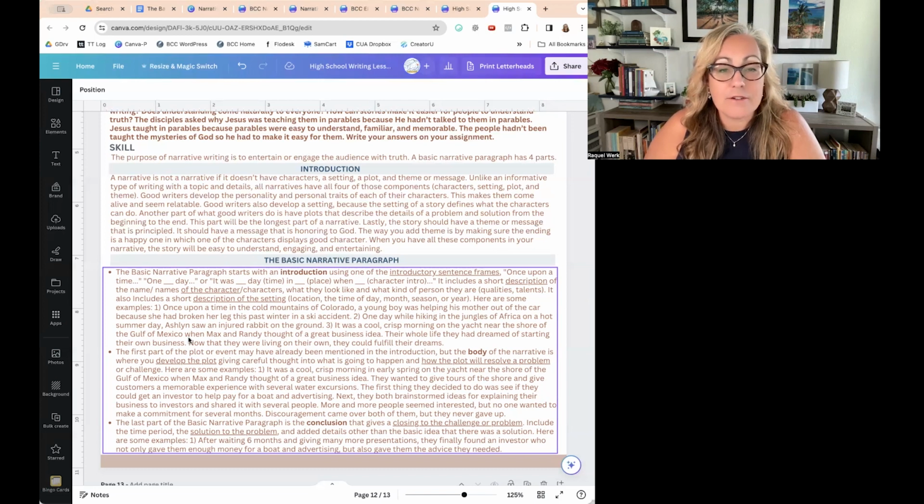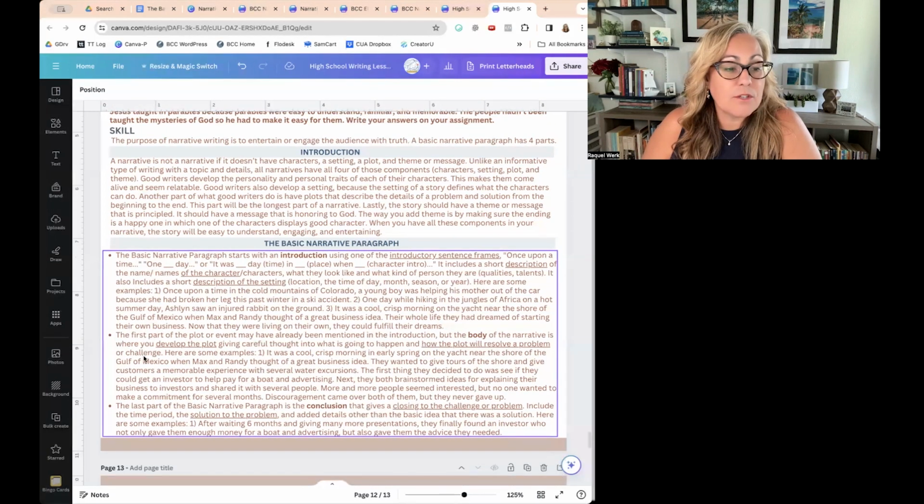And then we have our characters, Max and Randy. They thought of a great business idea, which introduces us to what they're going to do and also tells us they are business people. They're not artists or anything else. And then it starts to talk a little bit about them, telling us that they dreamed their whole life of starting a business. And you can see a little bit about the theme coming about, because it says they could fulfill their dreams. The message could be something about following your dreams.